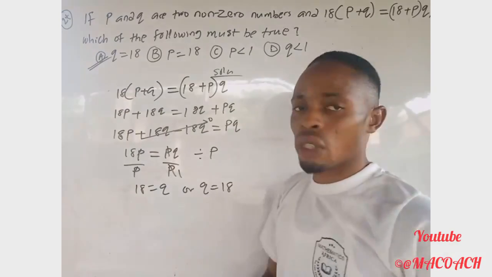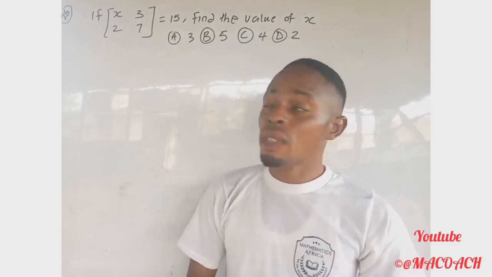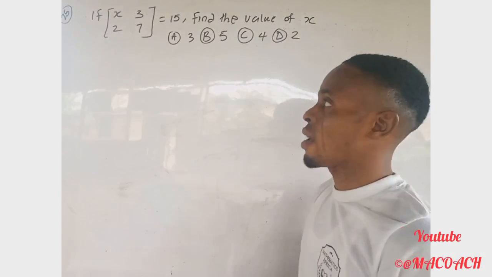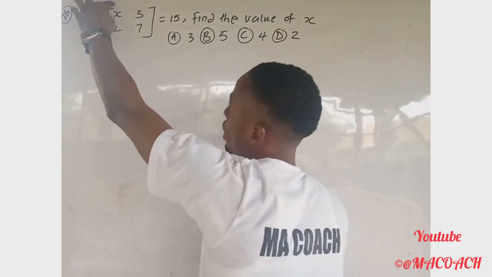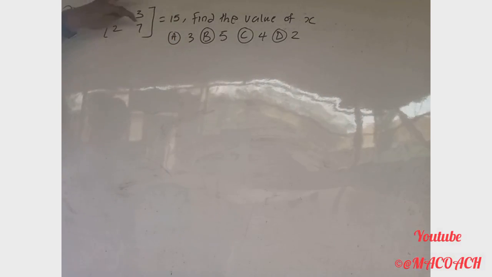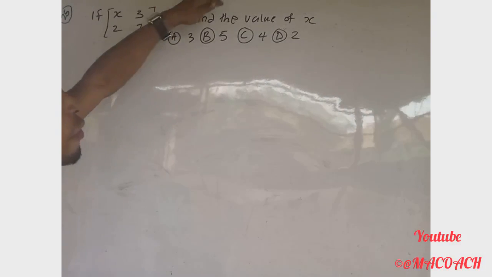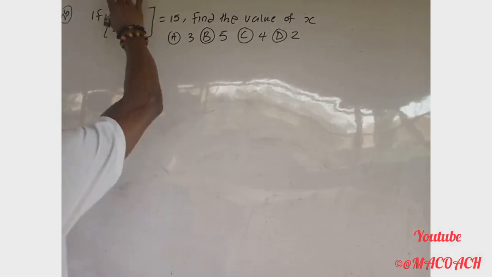So let me solve question 25 of today's class. You're welcome back. This is question 25 for today's class. In this question we have, if the matrix with S and 3 on top, 2 and 7 below, its determinant is equal to 15, find the value of S. We want to look for the value of this S.